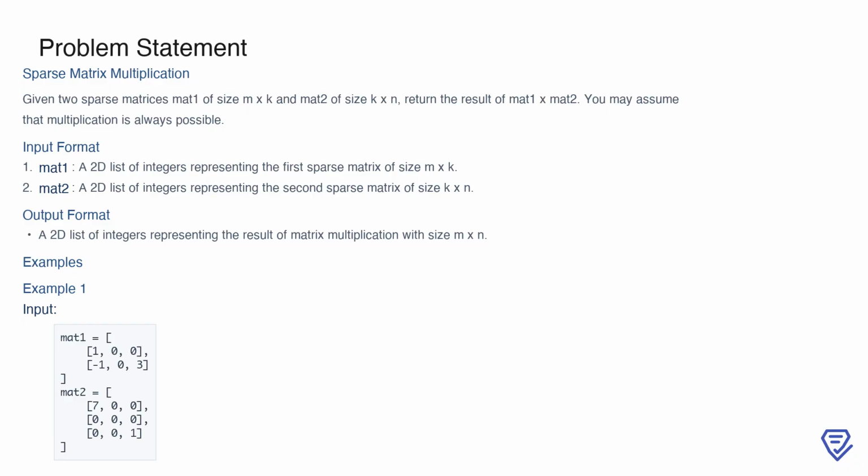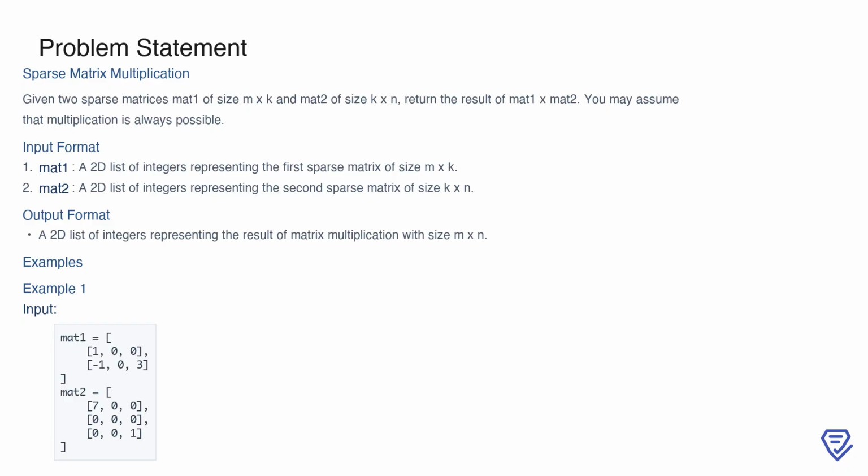Sparse matrices are matrices where most of the elements are zero, and this characteristic can be leveraged to optimize the computation. In this case, mat1 has dimensions m by k, and mat2 has dimensions k by n. The goal is to compute their product, which will result in a new matrix of dimensions m by n. You can assume that the dimensions of the matrices are always compatible for multiplication, meaning the number of columns in mat1 equals the number of rows in mat2.